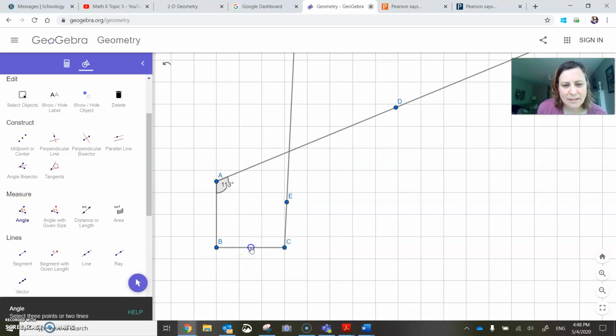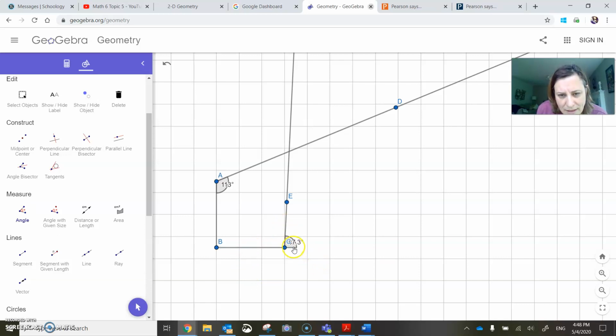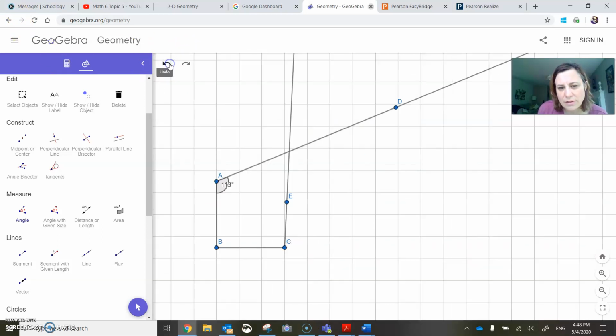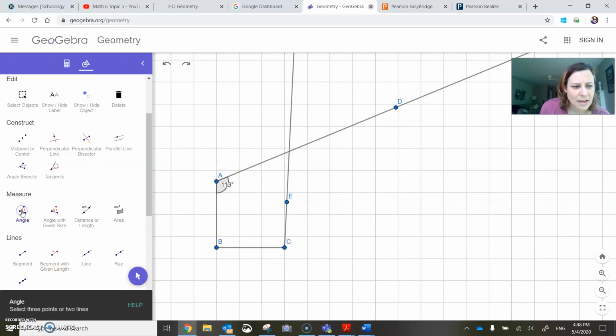So I'm going to select this segment and this segment. Oops, that's the exterior. Okay, so we got to pick 3 points instead. How do I undo this? Let's see. Undo, undo, undo. Okay, let's try this again. Let's measure the angle, but let's select the 3 points.